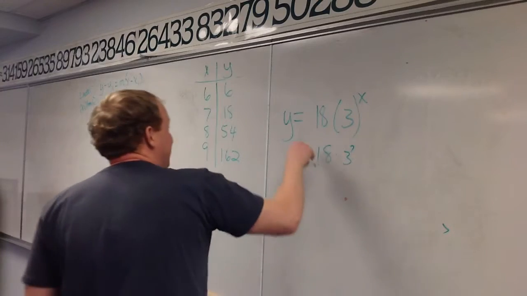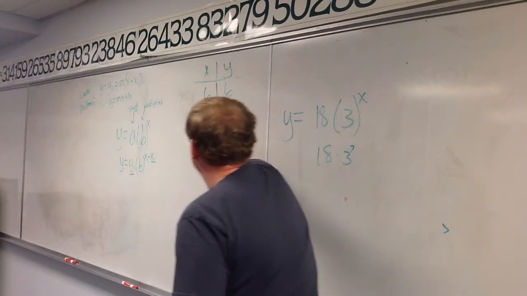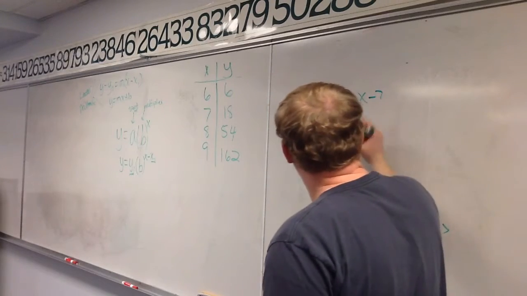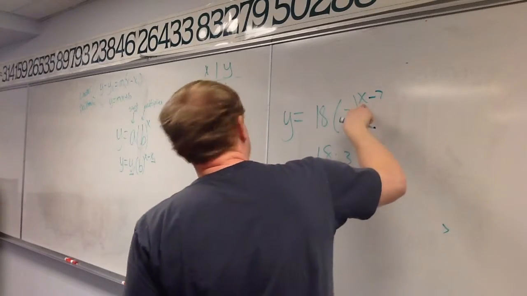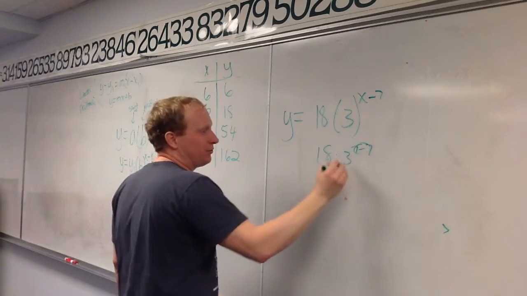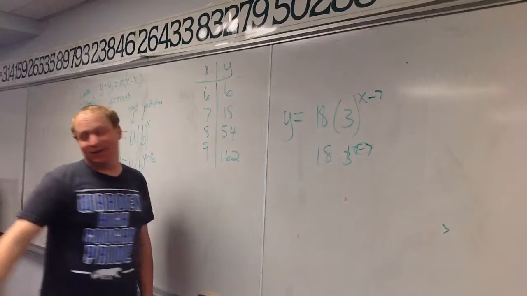So, how can we make sure that when we plug in 7 for x, that we get 18 as the answer? Just subtract 7. Now, plug in 7 for x. You get 7 minus 7. So that's 0. 3 to the 0 is 1, and I get y equals 18, and it works.